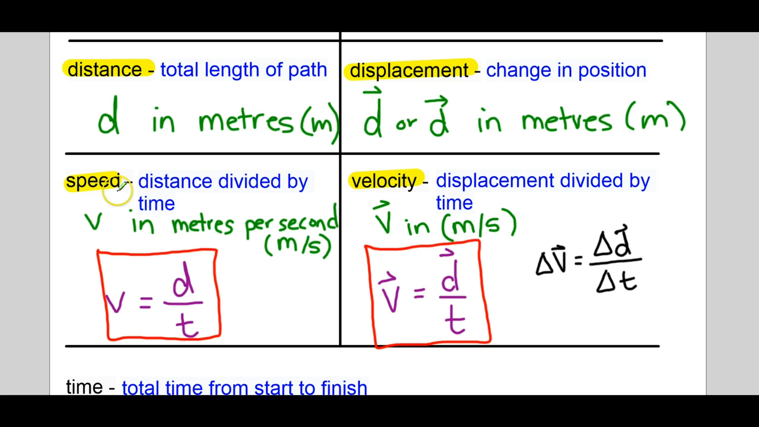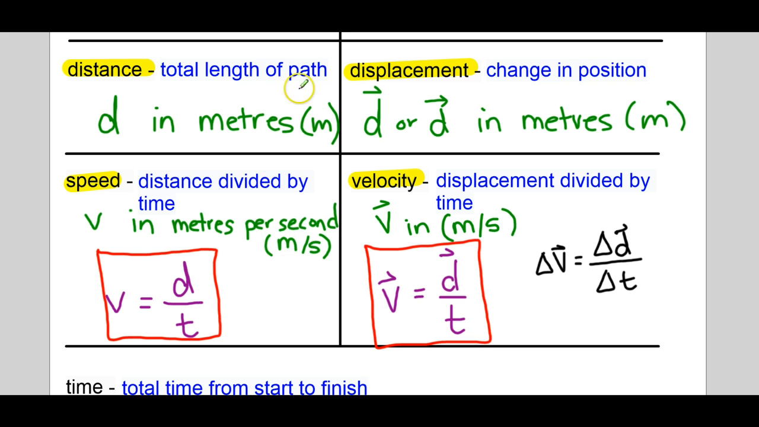Okay, and then speed. Speed is the distance, the total length of the path traveled, divided by time. So how long did it take you to travel that distance? We use a lowercase v. Because we're taking distance, which is in meters, divided by time, which is in seconds, our standard unit of time, we end up with a unit of meters per second.